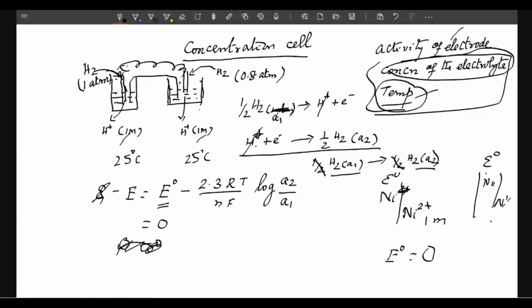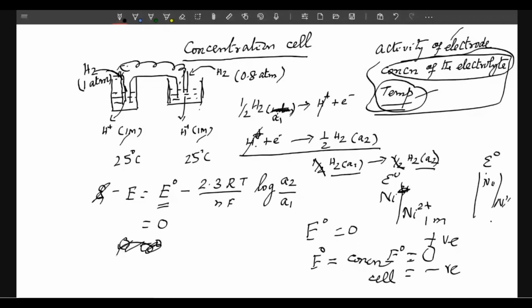And therefore, at the start of electrochemistry, we have seen that if E naught is positive, it is a spontaneous reaction. If E naught is negative, it is a non-spontaneous reaction. If E naught is equal to 0, it is an equilibrium reaction. With that, you can add one more: if E naught is equal to 0, it may be a concentration cell.